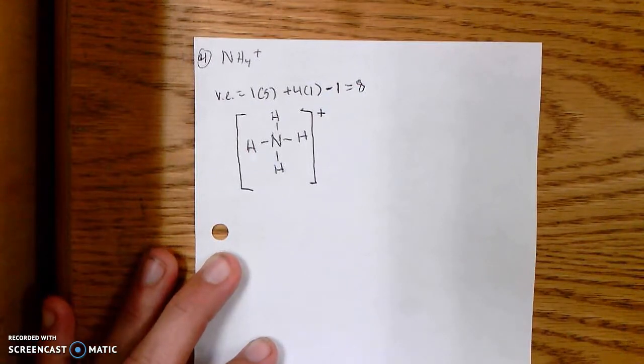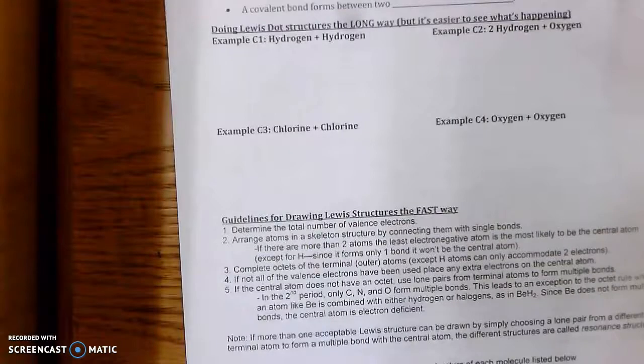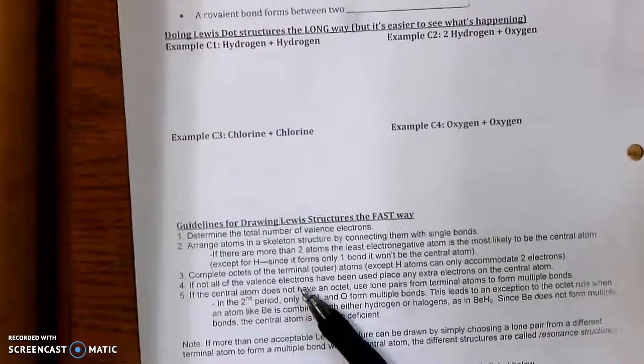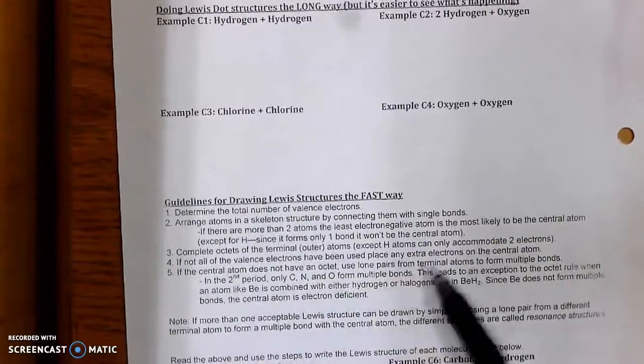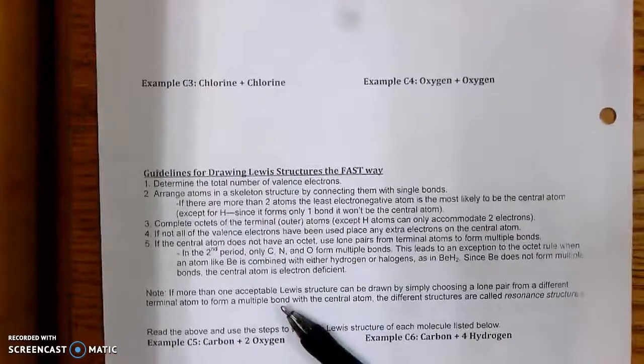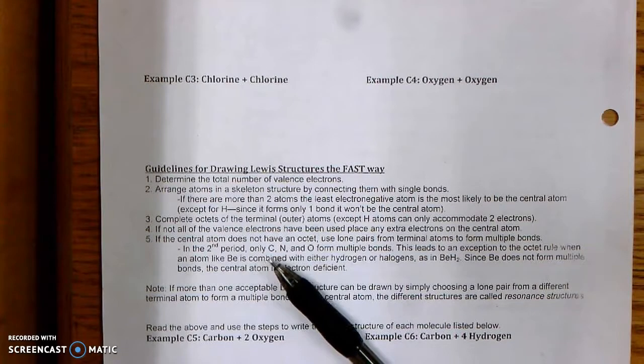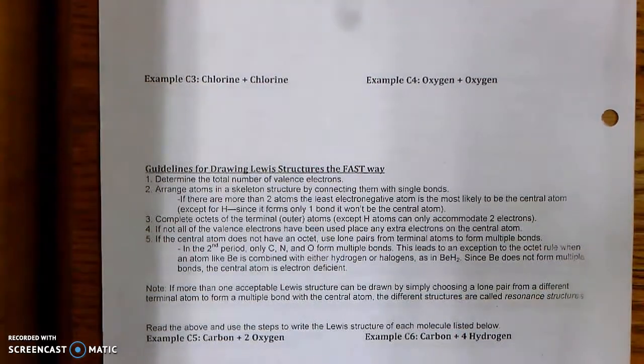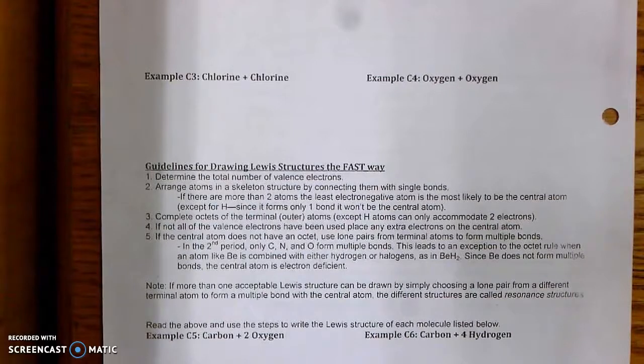Okay, there is one other thing I will talk about here. At the end of the guidelines, it says, if the central atom does not have an octet, use lone pairs from terminal atoms to form multiple bonds. But it says, in the second period, only carbon, nitrogen, and oxygen form multiple bonds. This leads to an exception in the octet rule when atoms like beryllium are combined with either hydrogen or halogens, like group 7 guys, as in BeH2, beryllium hydride. Since beryllium does not form multiple bonds, the central atom is electron deficient. Deficient means it doesn't have enough.